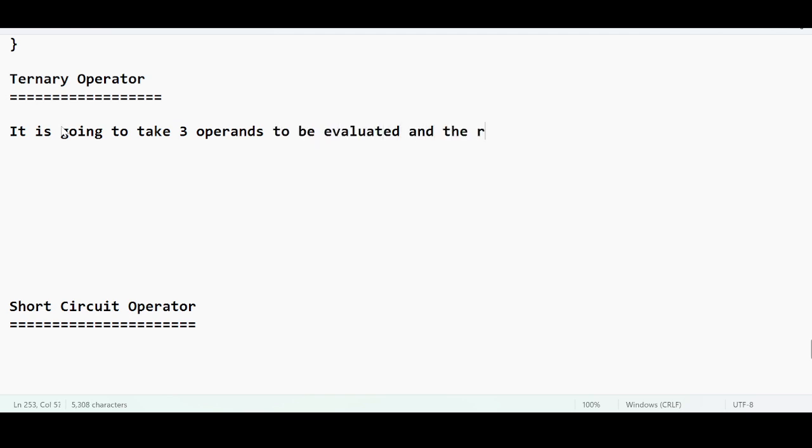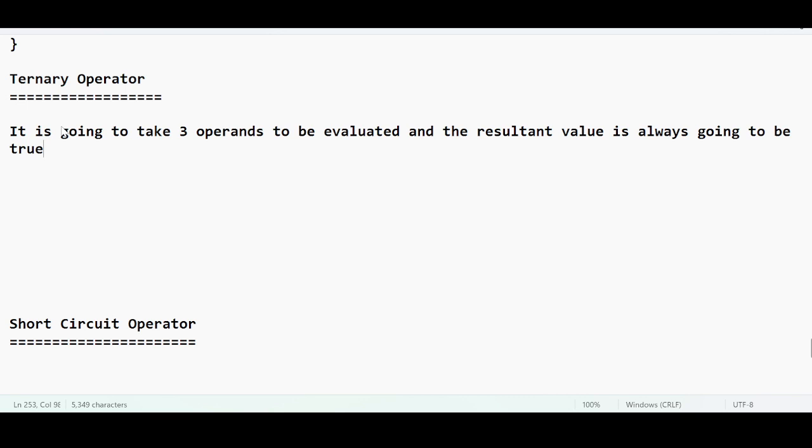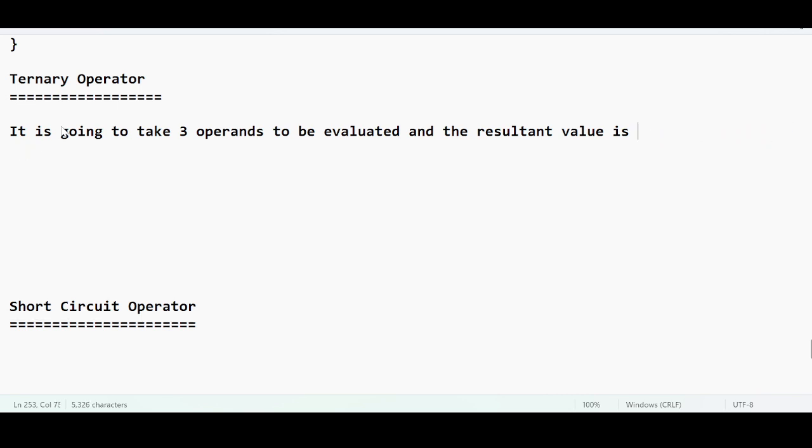Three operands to be evaluated, and the resultant value is always going to be true or false. I can say no, not true or false. The resultant value could be anything. I will say why it is anything. So it is going to take three operands to be evaluated, right? So we need at least three operands.